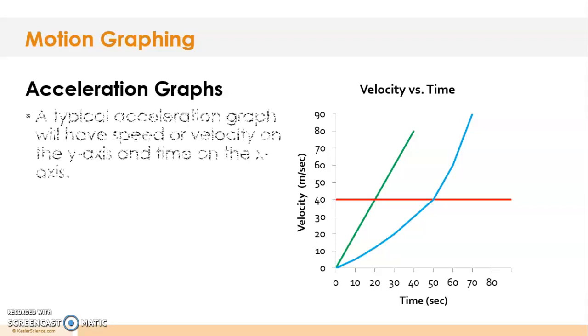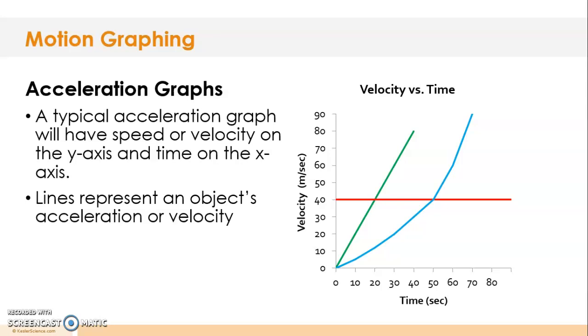In this type of graph, we still have time on the x-axis, but the y-axis is no longer distance. Instead, we have velocity on the y-axis. The lines on the graph can indicate either velocity or acceleration, but more often it shows us the acceleration of an object.